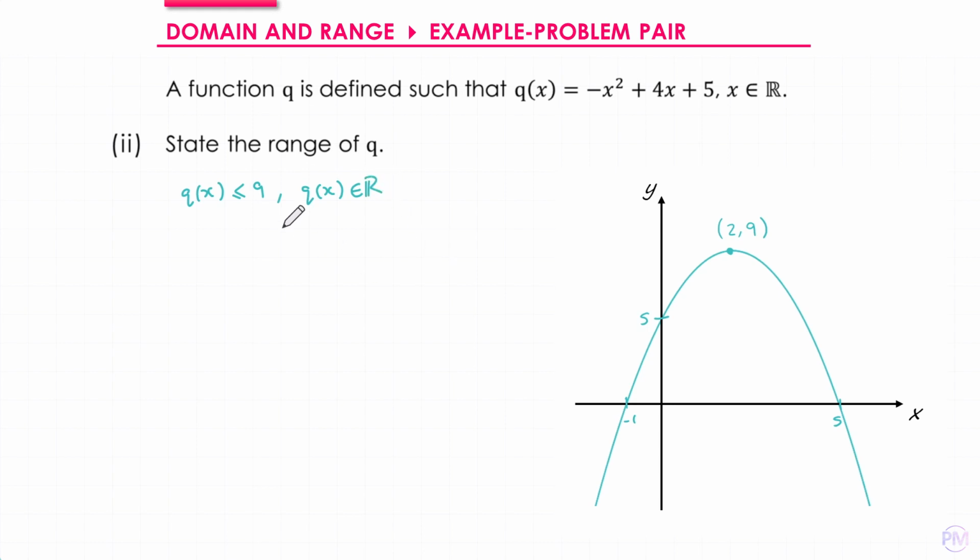If you had a go at writing your range in interval notation, you would get q of x in the bracket minus infinity, comma 9 square bracket.